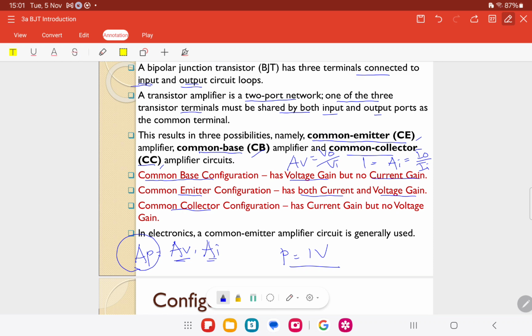For common collector, dia ada current gain tapi voltage gain dia pula yang equals to 1. Okay, but then all these three configurations, all these three connections, dia mesti ada purpose. Yang ni nak guna dekat mana? Dia nak amplify untuk current sahaja, dan yang ni nak amplify untuk voltage sahaja. Tetapi normally paling banyak guna adalah kita nak amplify for both. Sama juga sebab kita nak besarkan dia punya power sekali. So common emitter yang paling selalu digunalah. Okay.